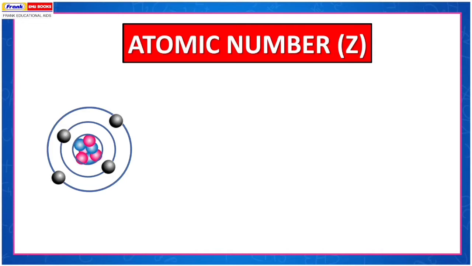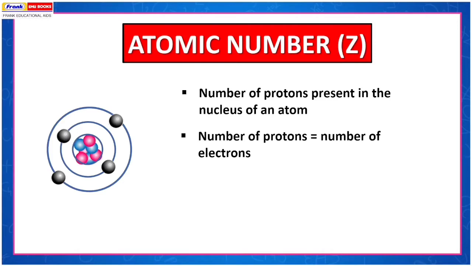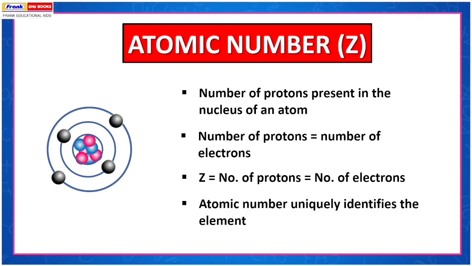Atomic number, or Z. The number of protons present in the nucleus of an atom is referred to as the atomic number. The number of protons is generally equal to the number of electrons. Thus, Z can denote the number of protons as well as the number of electrons. Atomic number uniquely identifies the element. Here, in the diagram, we can see that it has 4 protons. Thus, its atomic number is 4.